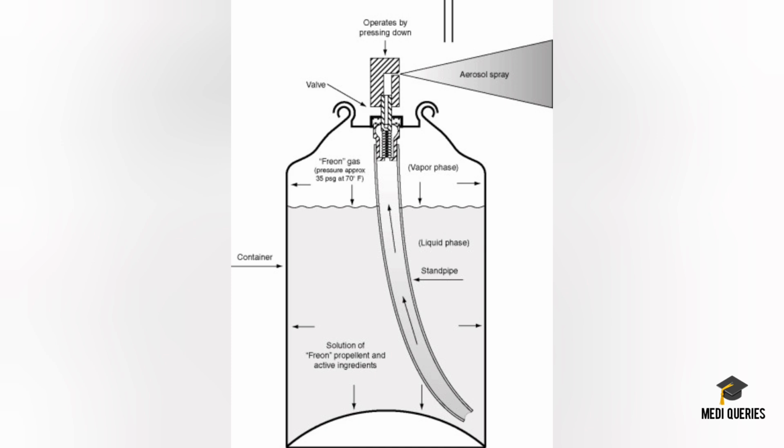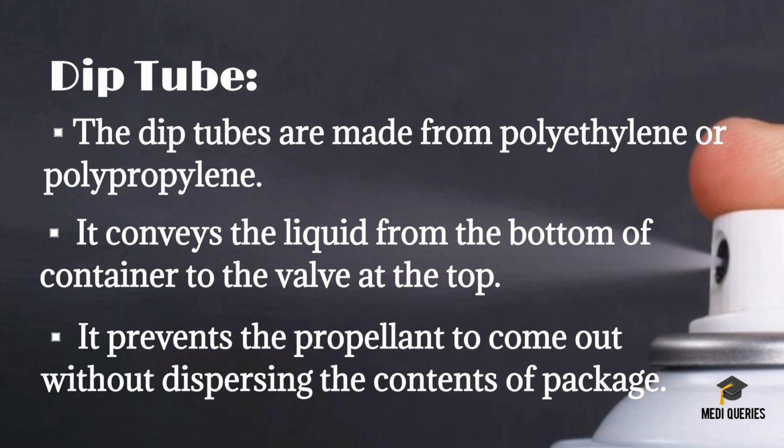So the viscosity and the desired delivery rate play an important role in the selection of the inner diameter of the dip tube. Remember all the measurements of the dip tube here. There will be chances of questions for competitive exams. And coming to the dip tube, the dip tubes are made from polyethylene or polypropylene materials.